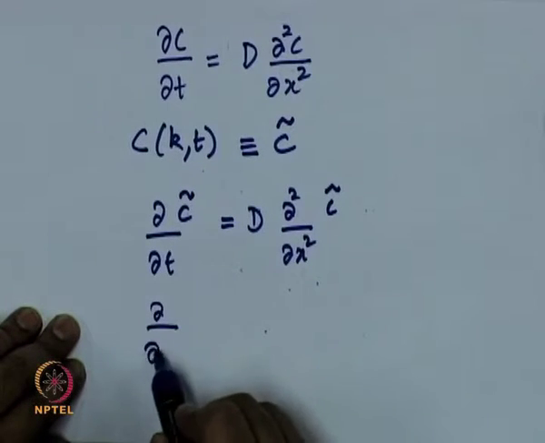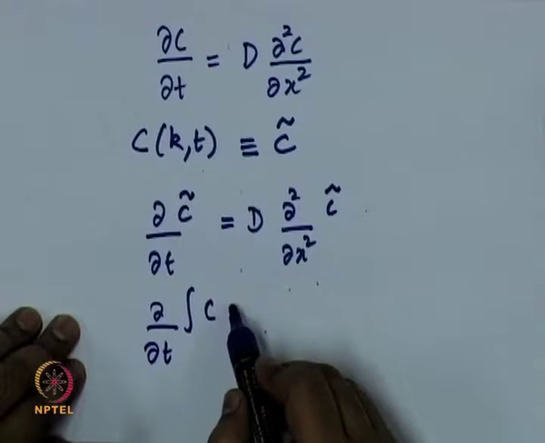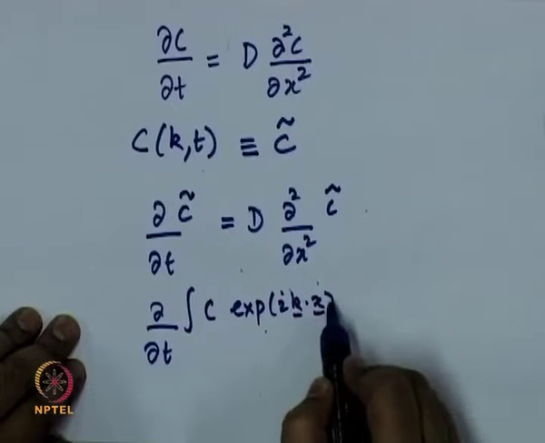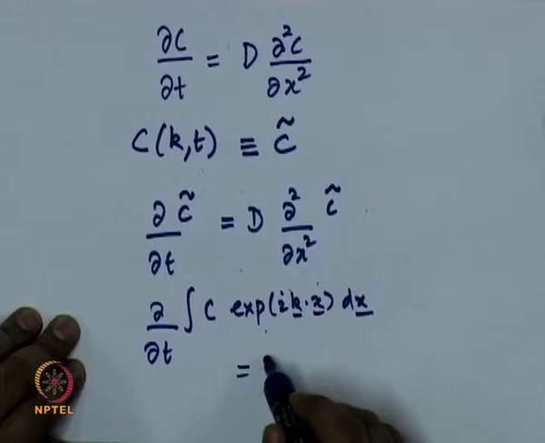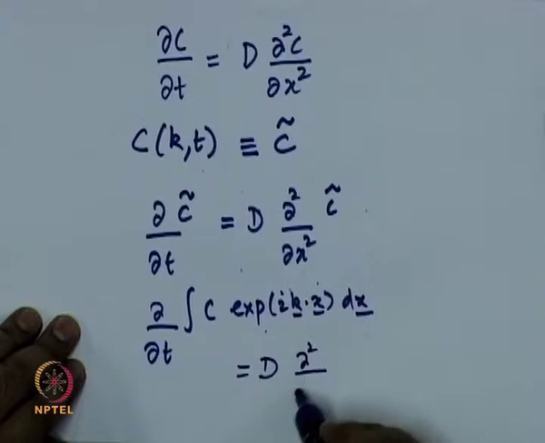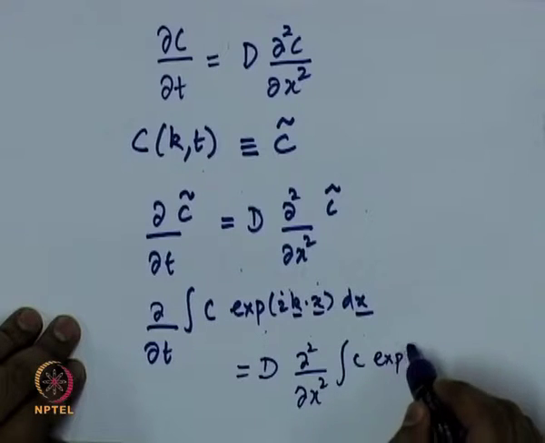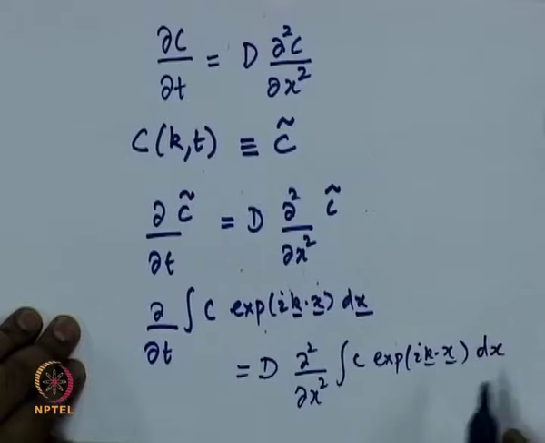We know that C tilde is nothing but the integral of C exponential i k·x dx. So this is equal to D ∂²/∂x² acting on the integral of C exponential i k·x dx, right.